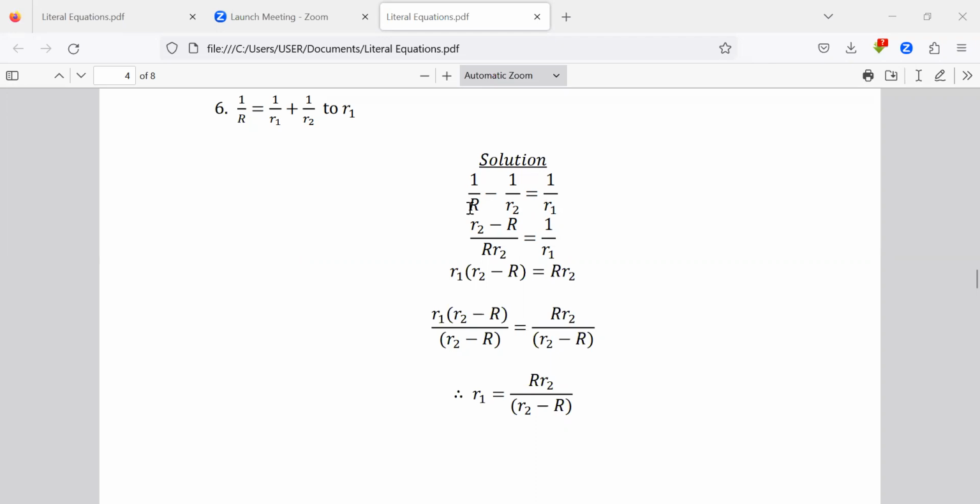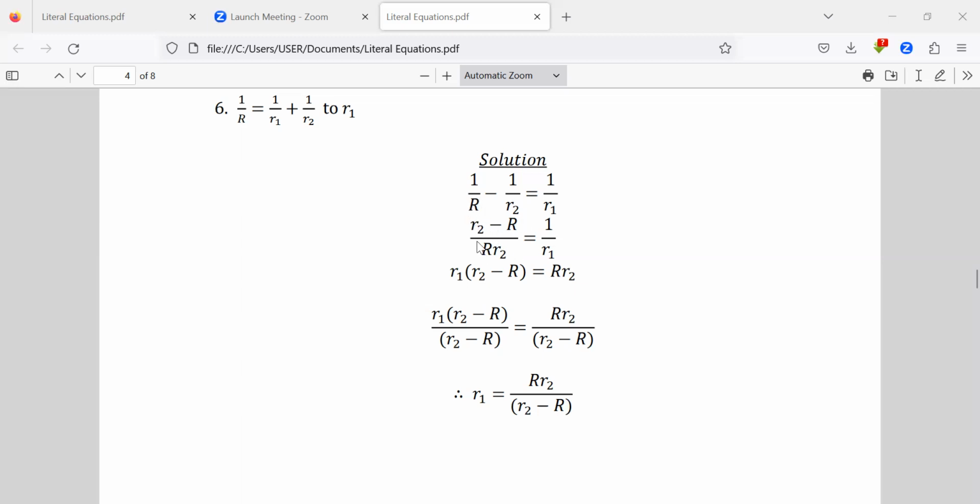So I can get 1 over R, R sub 2, R sub 1, and then multiply every term here by that. And that will get rid of the fractions. For this one, we decided that we'll find the LCM for this side and then do the individual divisions. And then finally, we got this.